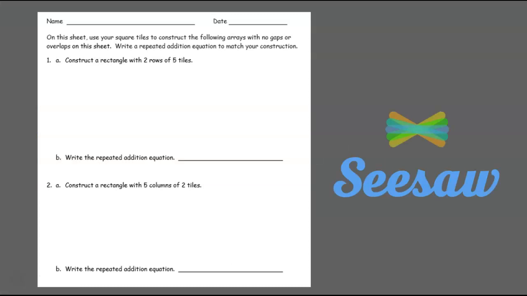It is now your turn to do this on your own. The first one says to construct a rectangle with 2 rows of 5 tiles, and then write the repeated addition. The second one says construct a rectangle with 5 columns of 2 tiles, and then write a repeated addition for that one.